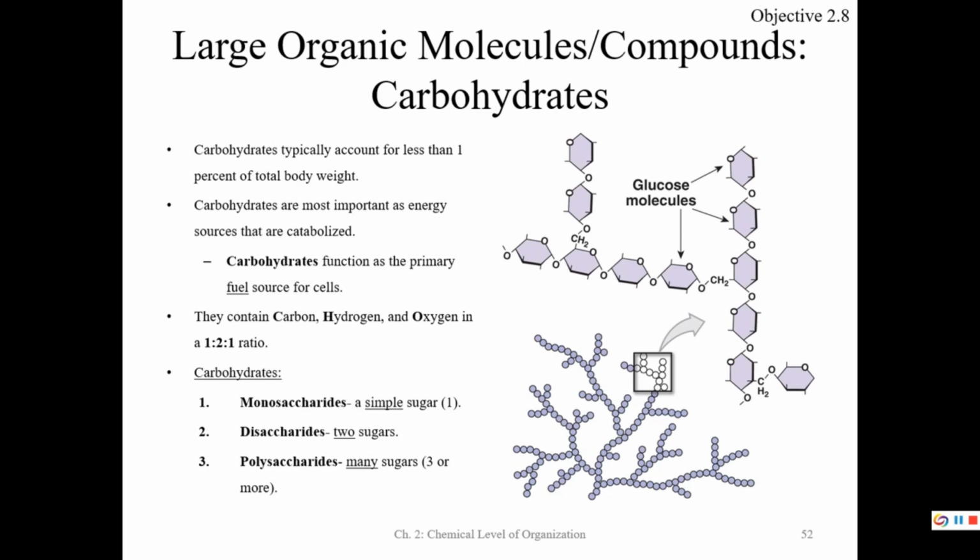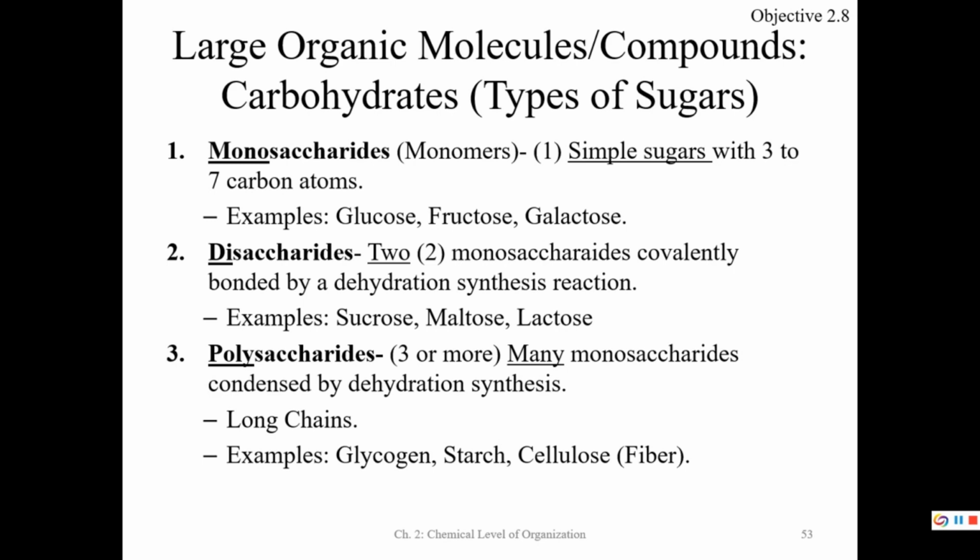Carbohydrates include monosaccharides, my simple sugars, disaccharides, which are 2 sugars, and polysaccharides, which are 3 or more sugars bonded together. Monosaccharides, which we call simple sugars, can contain anywhere between 3 to 7 carbon atoms. I will expect you to know which of these are monosaccharides, disaccharides, and polysaccharides for a test.